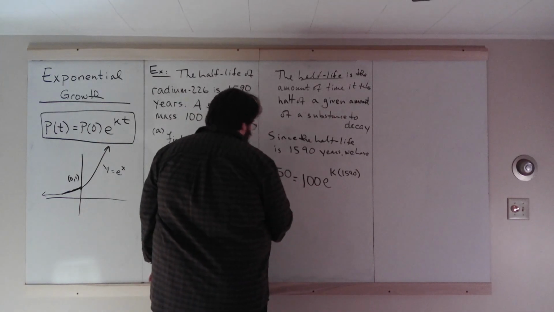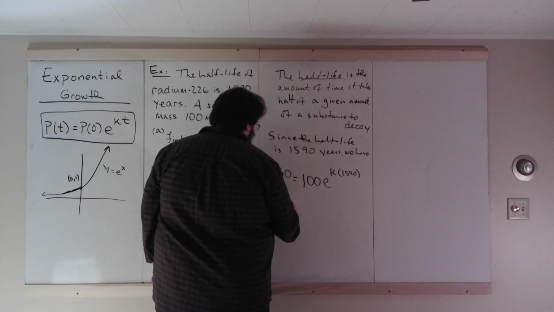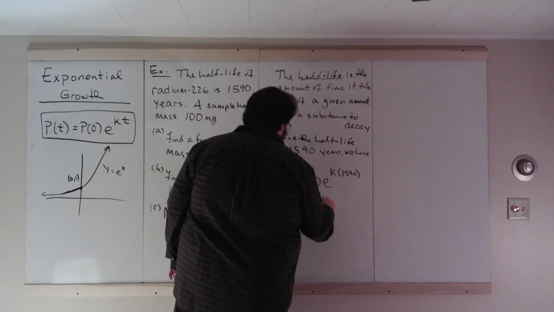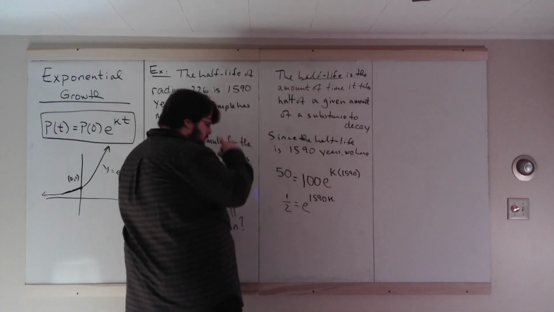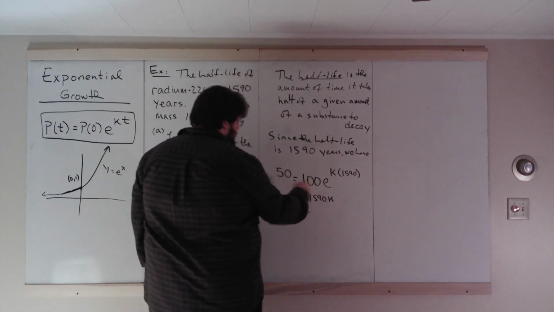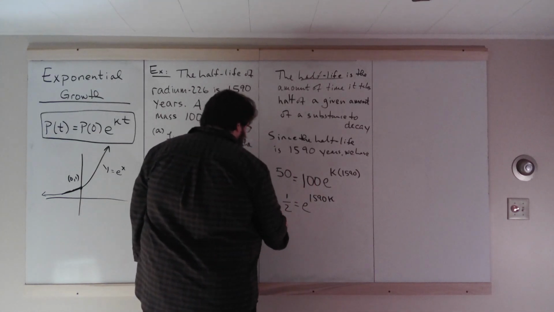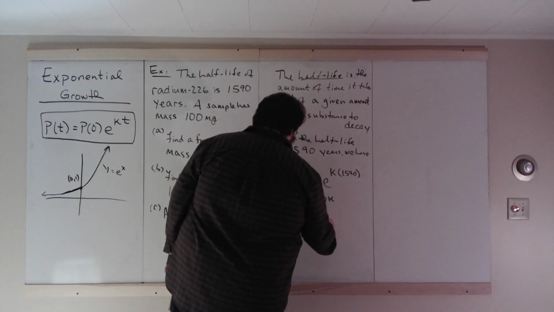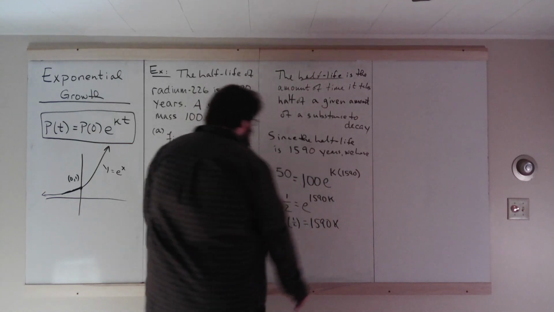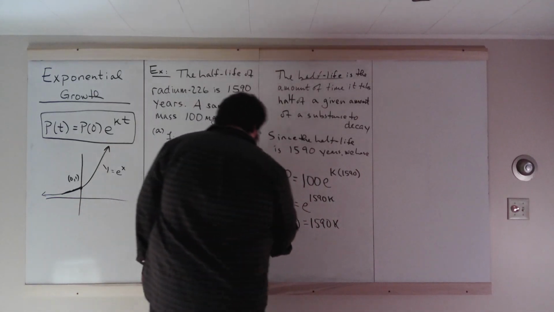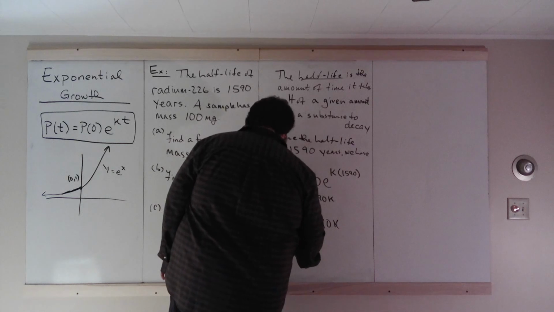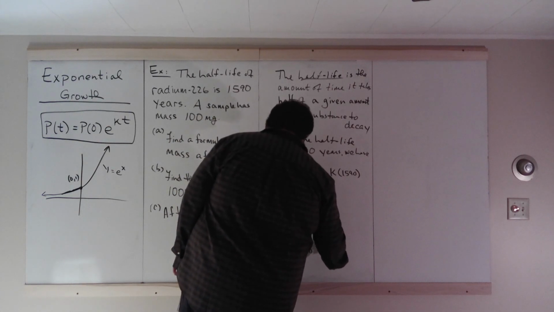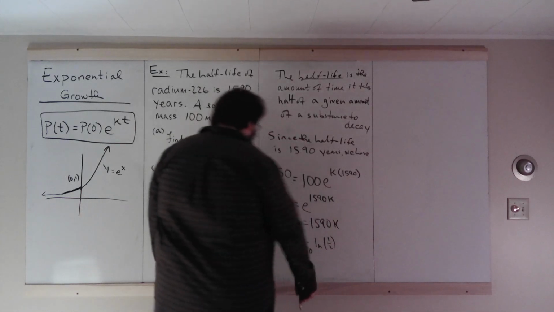So divide by 100. 50 divided by 100 is a half. Equals e to the 1590k. Solve this for the exponent, so we take a logarithm on both sides. So you get log of a half equals 1590k. Divide by 1590, so you get k equals 1 over 1590 log of a half.